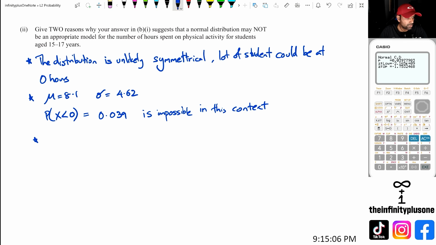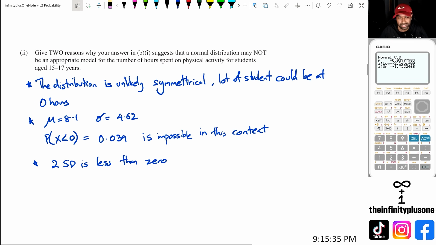And then another one that you could also do is talking about the 2 standard deviations. 2 standard deviations is less than 0. And again, 3 standard deviations would give you almost a negative 5 hours. So this is another point that you can make as well. For this question, I think the explanation does matter, and I know I've summarized it here.